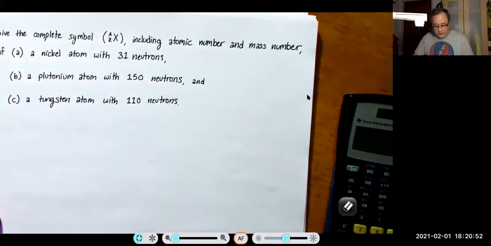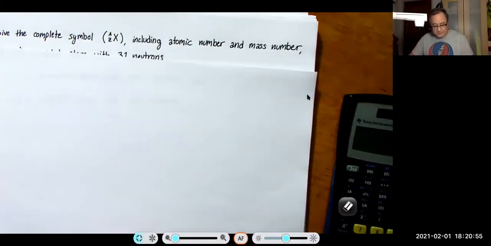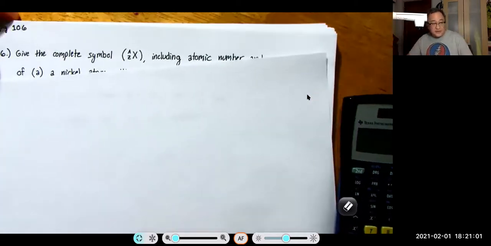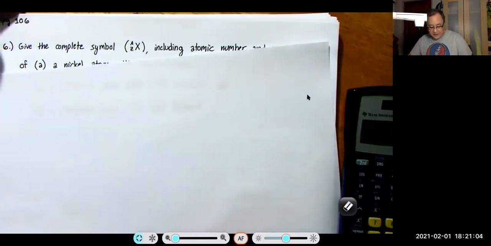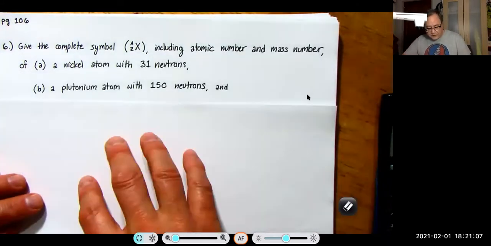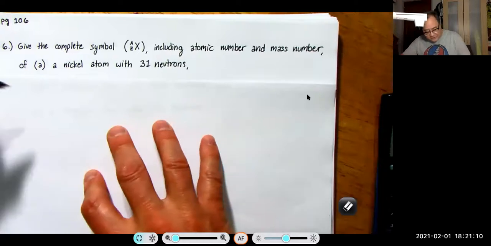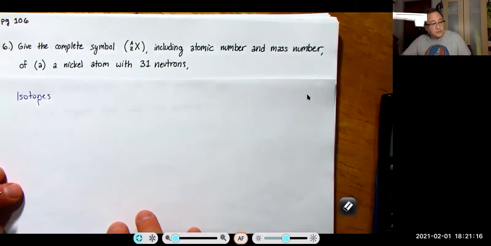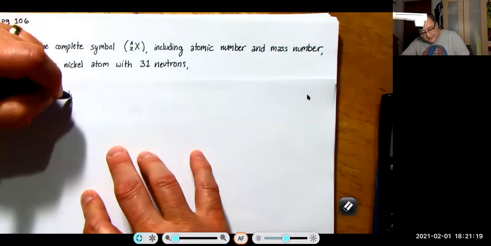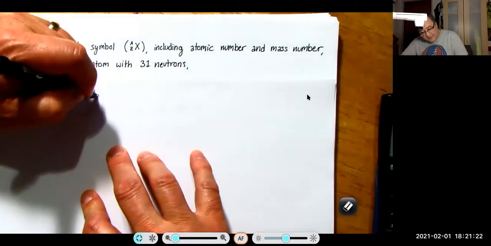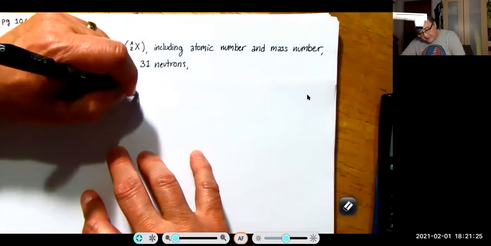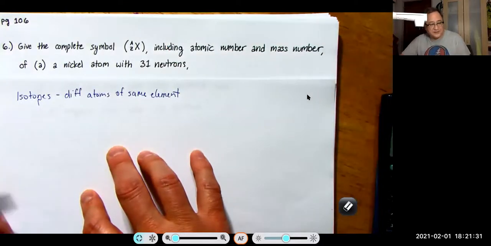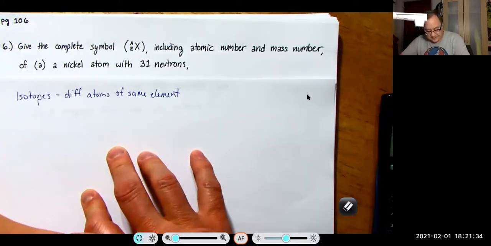So I'm going to show you a little bit of stuff you need to know about these symbols. So let me scoot this down a little bit so you can read everything. So this is on page 106. So there are things called isotopes. So isotopes are different atoms of the same element. So it could be like twins or triplets or quadruplets, different atoms of the same element.